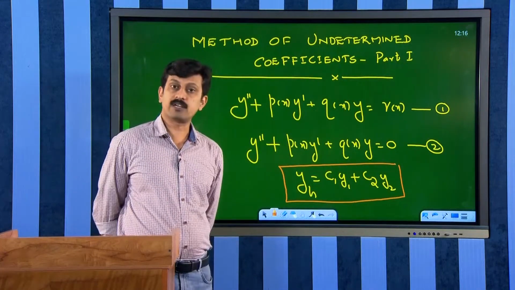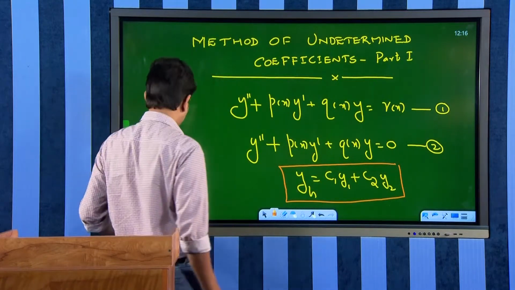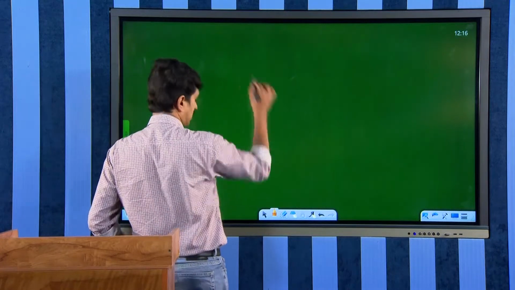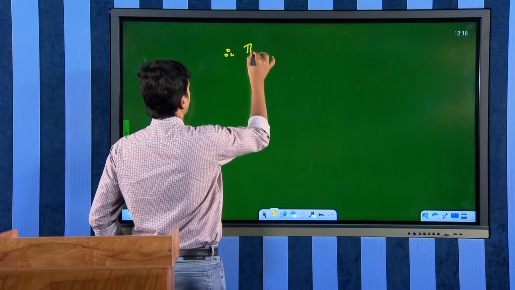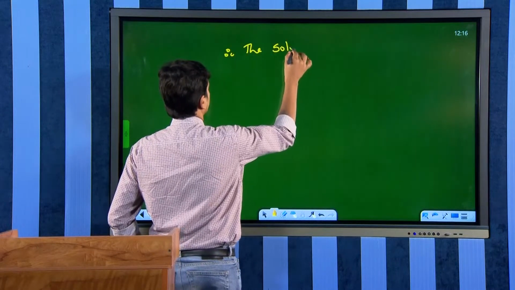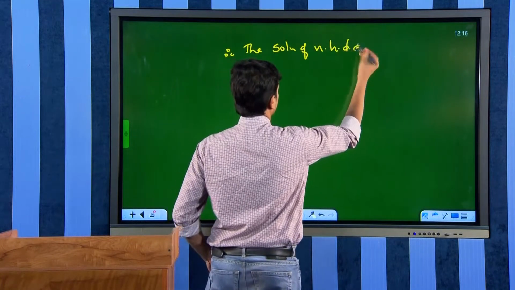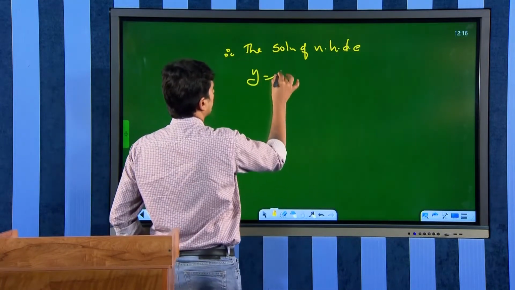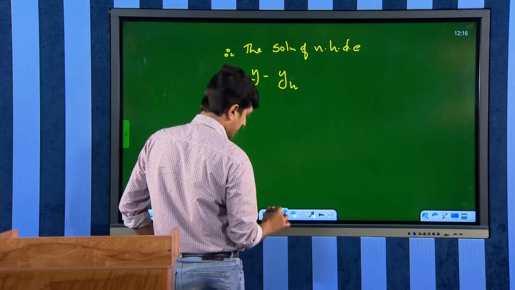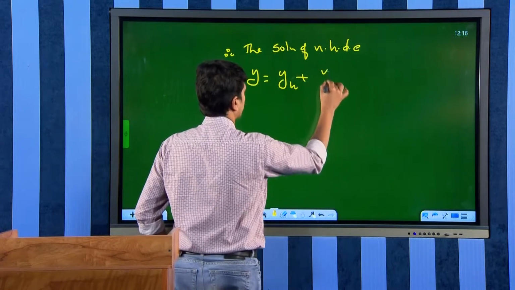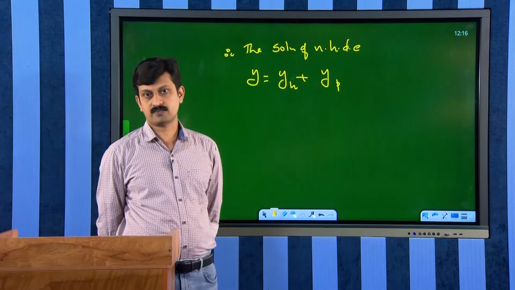We already discussed that the solution of the non-homogeneous differential equation is y is equal to yh plus yp, where yp is the particular solution that we need to find.